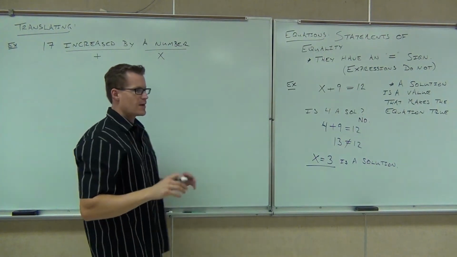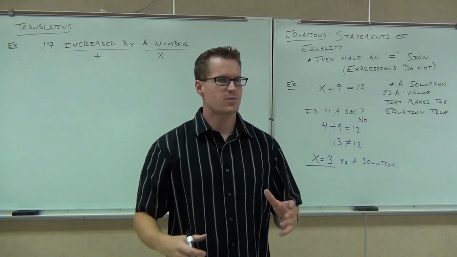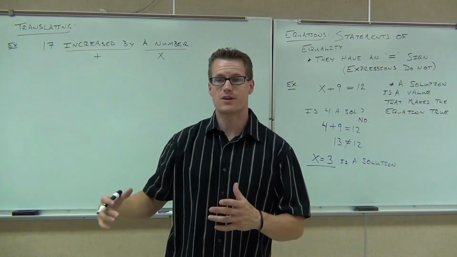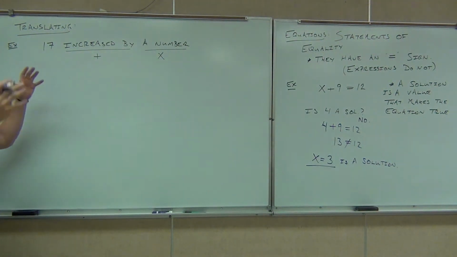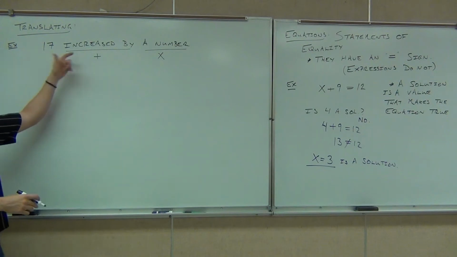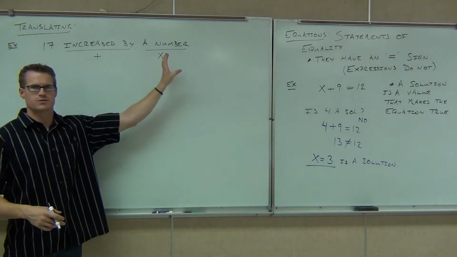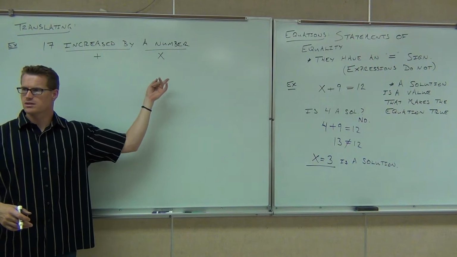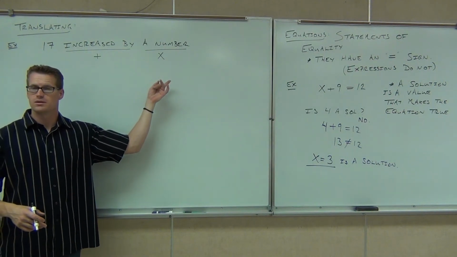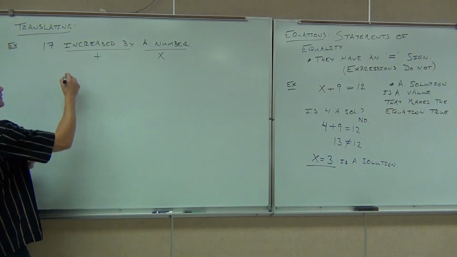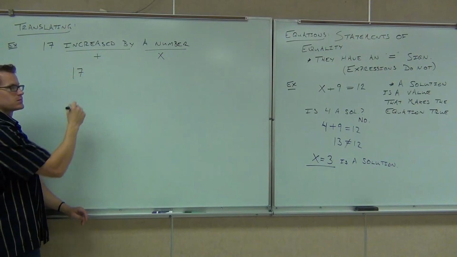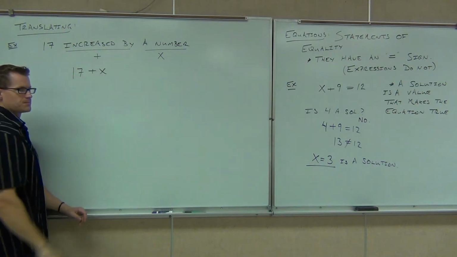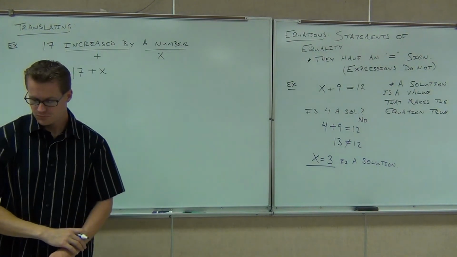So we're going to underline every word that means math. Increased by means plus, a number means a variable, and then we can translate this down. So instead of actually having to think of it all at once, we have this. We have 17. We know this means plus. We know this means a variable. Can you now write this pretty easily? How much is it going to be? 17 plus x. That's it. That's exactly what that is.